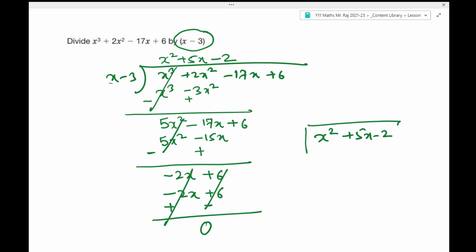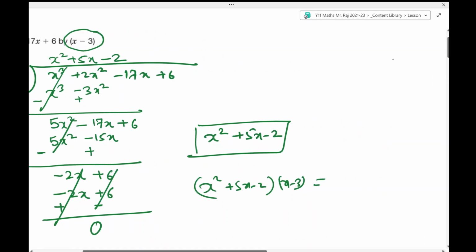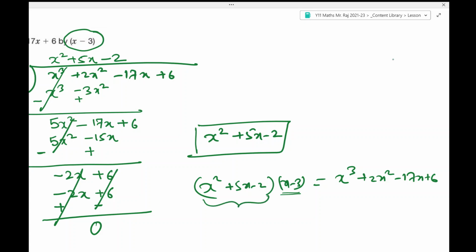Now, what does it mean? Why am I doing it? What is the purpose of it? Now, if I have this quotient x squared plus 5x minus 2, tell me one thing. If I multiply this x squared plus 5x minus 2 by x minus 3, don't you think the result should be equal to x cubed plus 2x squared minus 17x plus 6? Right? Now, I don't know how to solve a cubic equation, but I do know how to solve a quadratic equation. If I know that x minus 3 is one of the factors, it means I can solve this quadratic and I can get the other two factors. And hence, I'll be able to get all three factors.